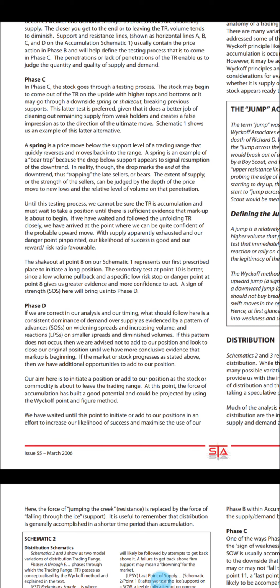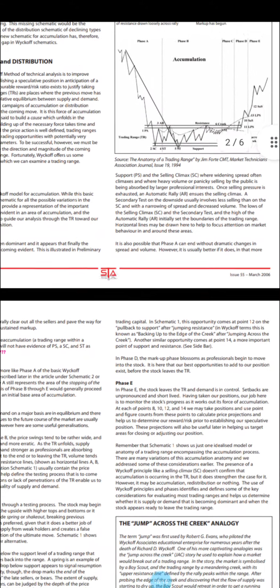If we have waited and followed the unfolding trading range closely, we have arrived at the point where we can be quite confident of the probable upward move with supply apparently exhausted and our danger point pinpointed. Our likelihood of success is good and our reward/risk ratio favorable. The shakeout at point 8 on our schematic 1 represents our first prescribed place. What was it? Schematic A.